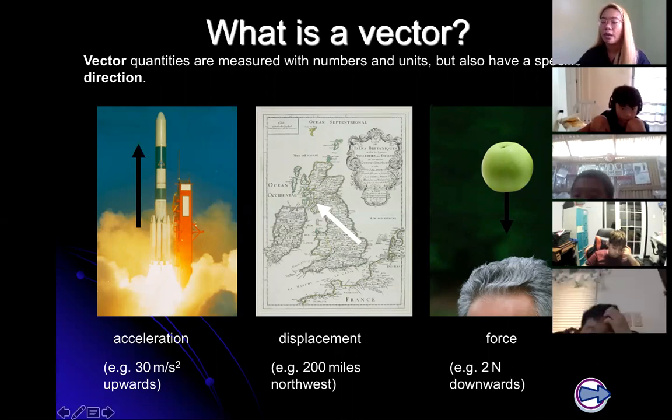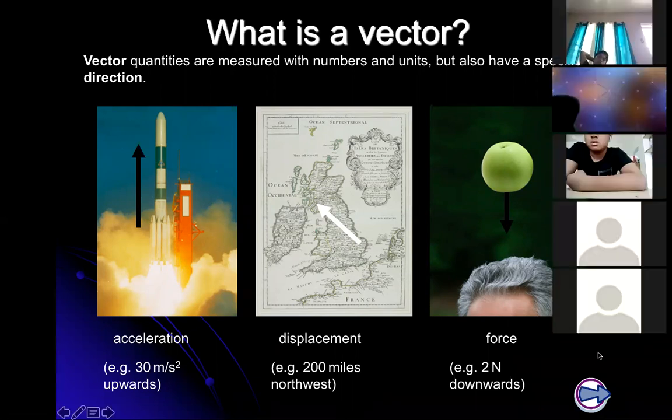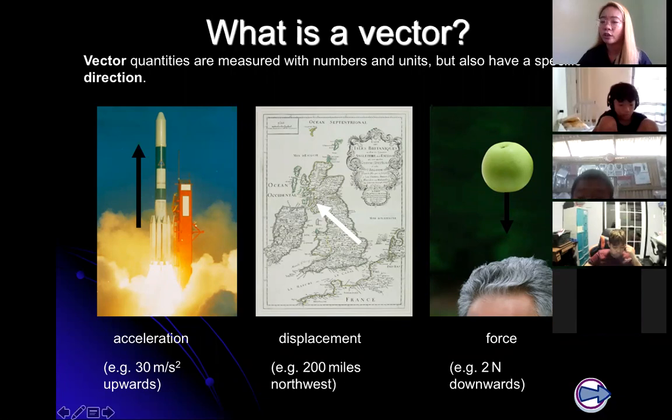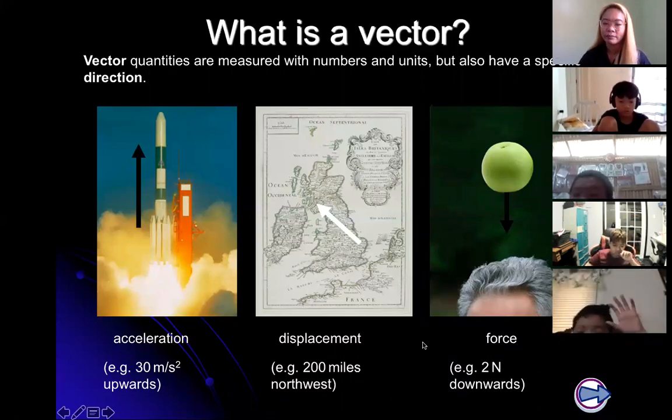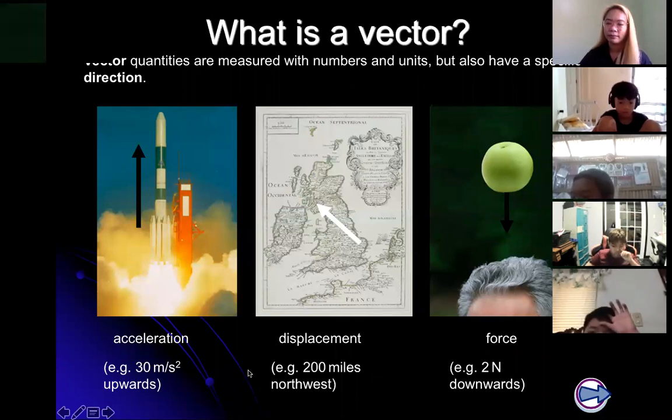So again, we have to remember, for scalar quantities, we are only focusing on the number and the unit. But for vector quantities, we are focusing on the number, unit, but also the direction. Is that clear? Or do we have questions? None. Okay, thank you very much.